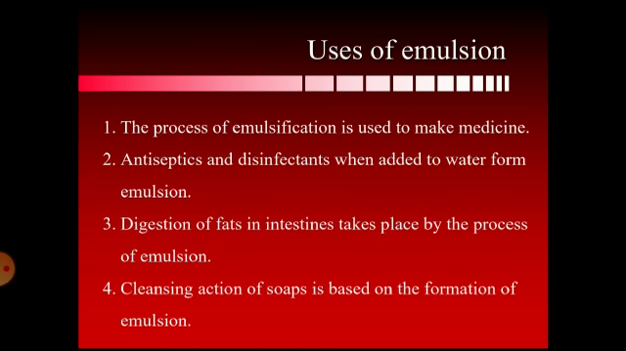Next one, the last point of this topic is uses of emulsion. After this the topic is finished, and if you have any doubt then you can come to the college. The first use of emulsion: the process of emulsification is used to make medicine. The second one, antiseptics and disinfectants when added to water form emulsion. So to make antiseptics and disinfectants they use the process of emulsion only.